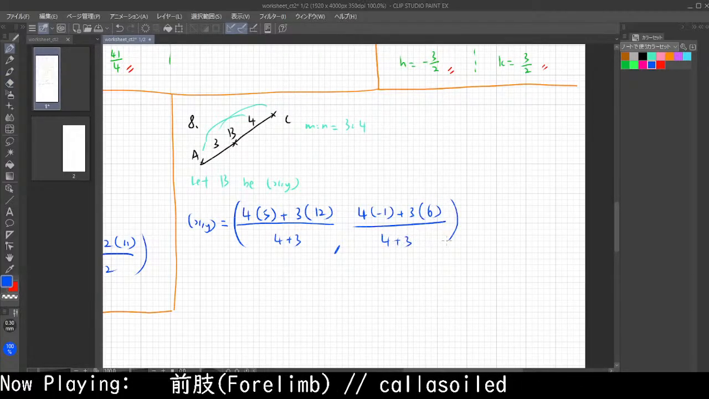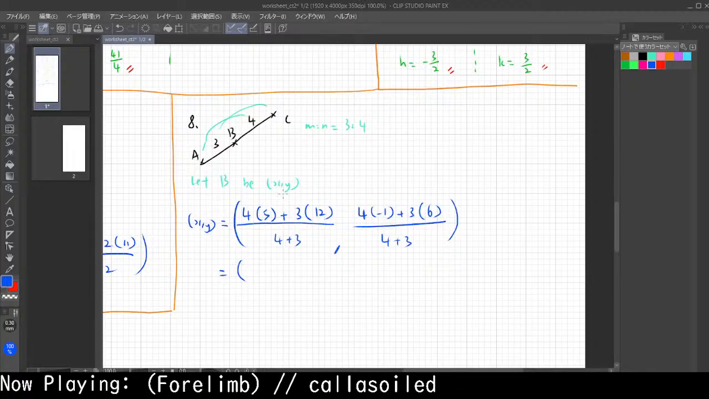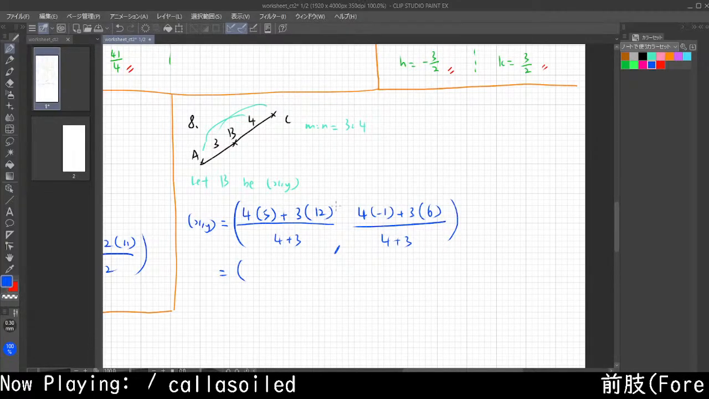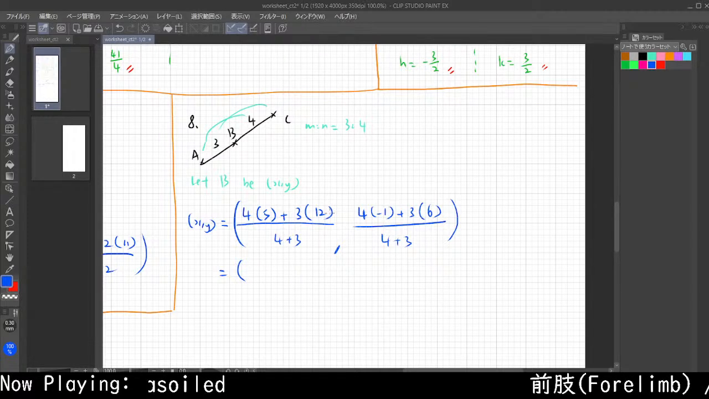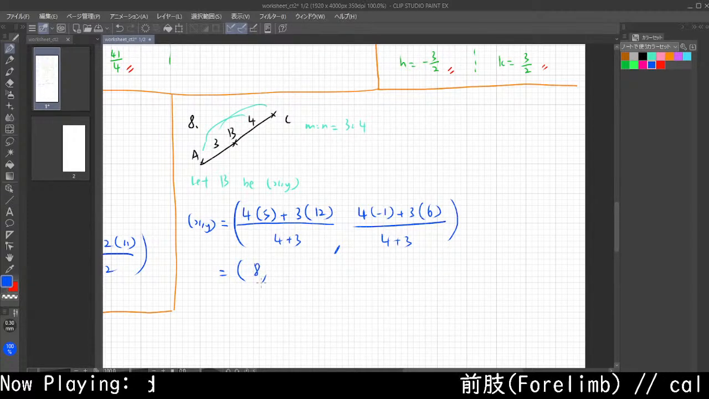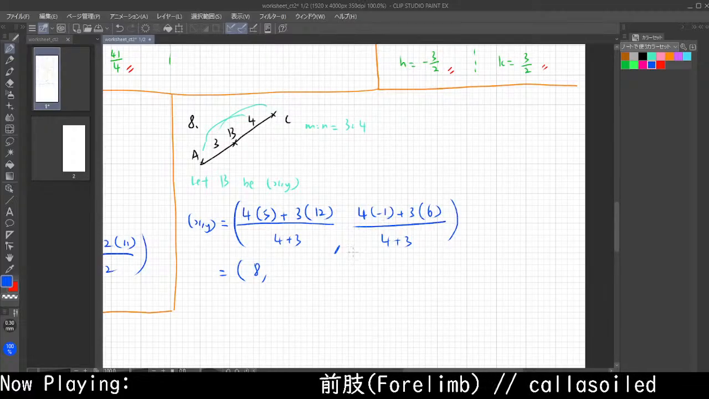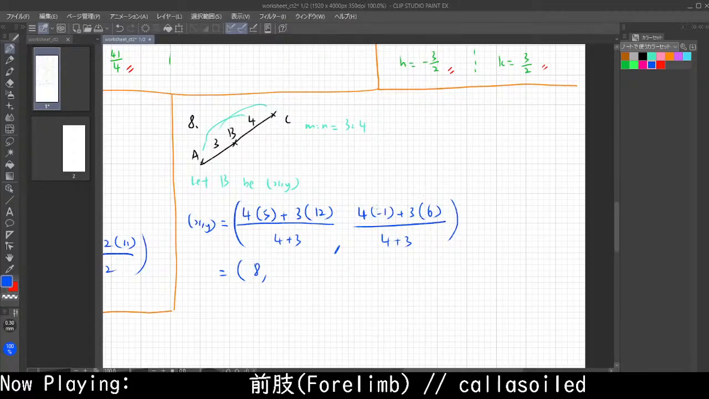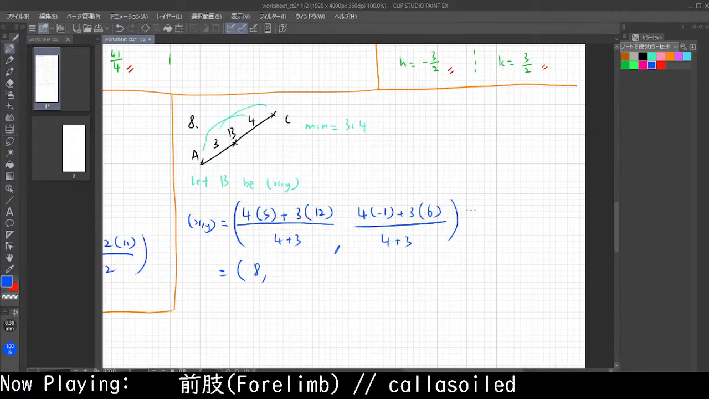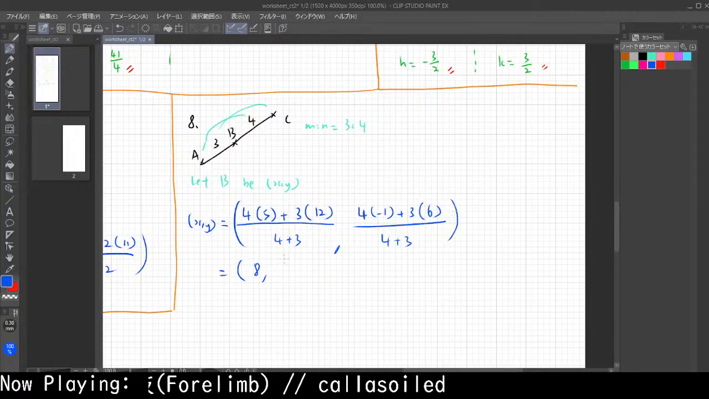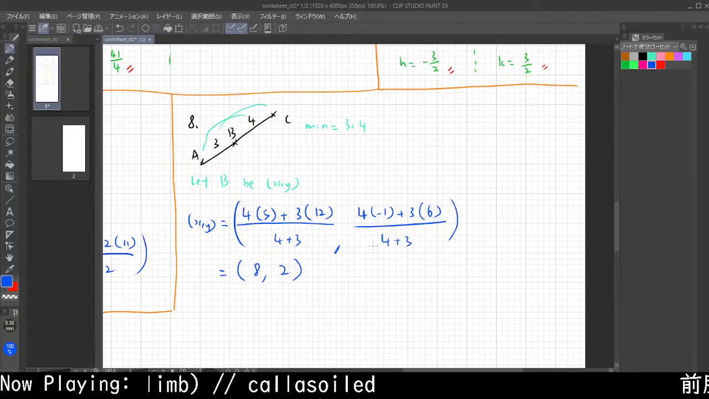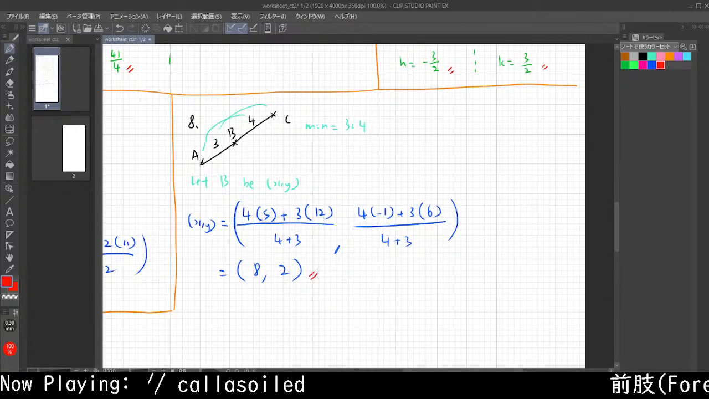Over the total amount. So you should be able to get, this one is 20 plus 36, 56. 56 over 7, you get 8. Then for the other fraction, 3 times 6, 18, 18 minus 4, 14. 14 over 7, you get 2. And nothing else you need to do, this will be your answer.